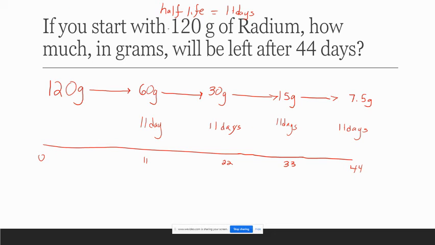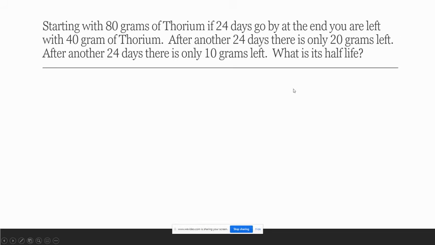And so if you start with 120 grams of radium, how much in grams will be left after 44 days? Your answer will be 7.5 grams. And that would be your answer. Okay, so let's try another problem here.